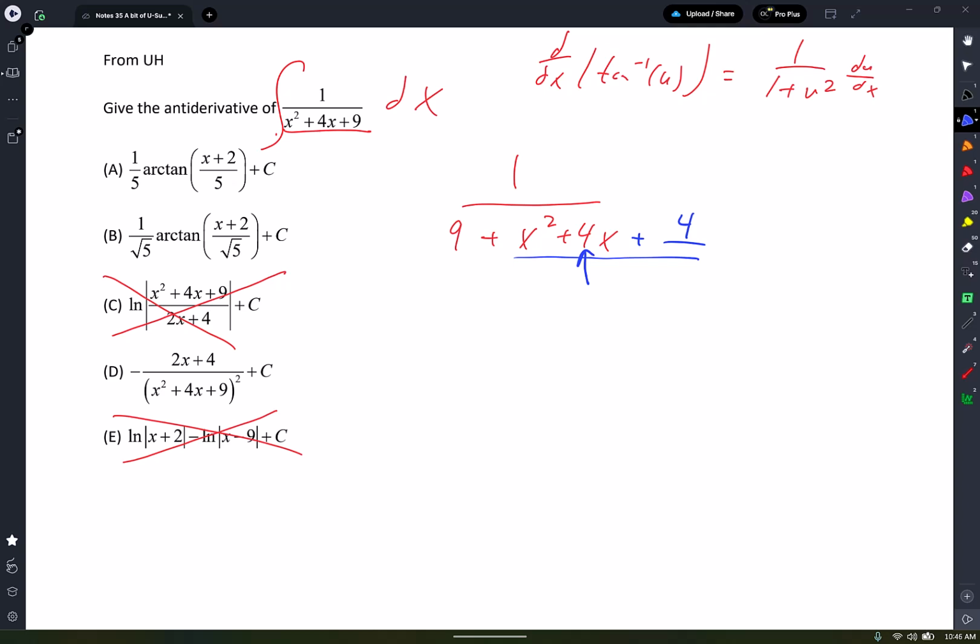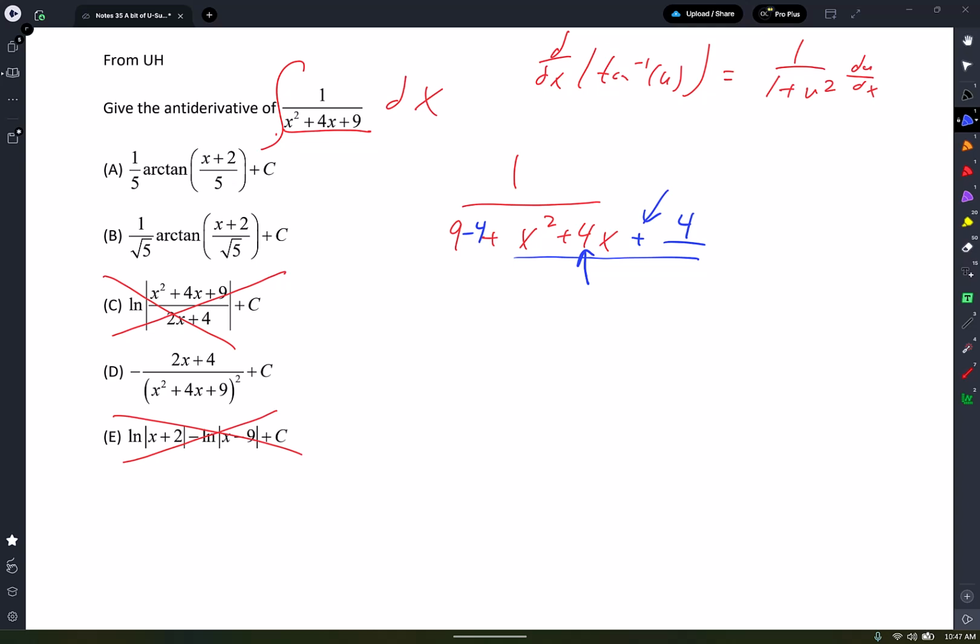Whatever I do to one side, I got to balance it. There is no equal sign. So if I added 4, I got to subtract 4 to make sure it's still the same figure. Divide by 2 squared.